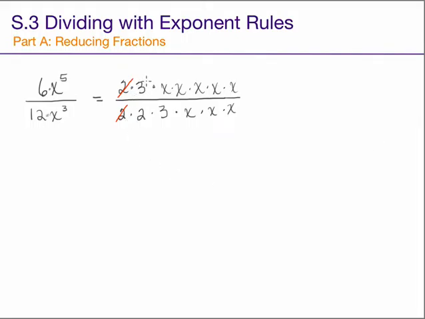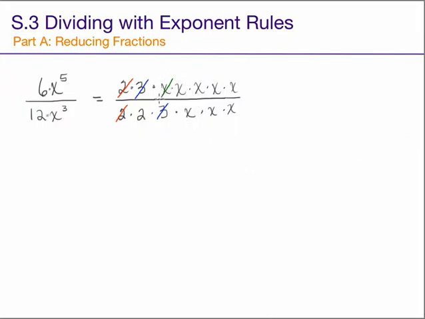Here's another common factor to the numerator and the denominator. Notice I've had to skip over this one too, because it doesn't have a common factor in the top. It's going to be stuck in the bottom. That's okay, that happens. What other common factors do I have in the top and the bottom?